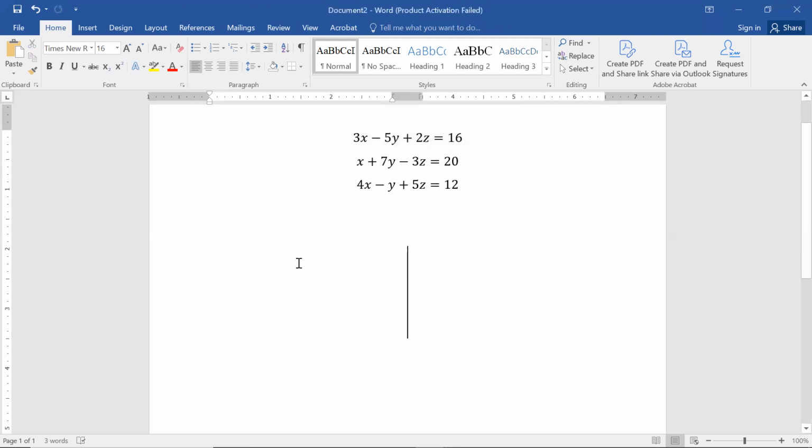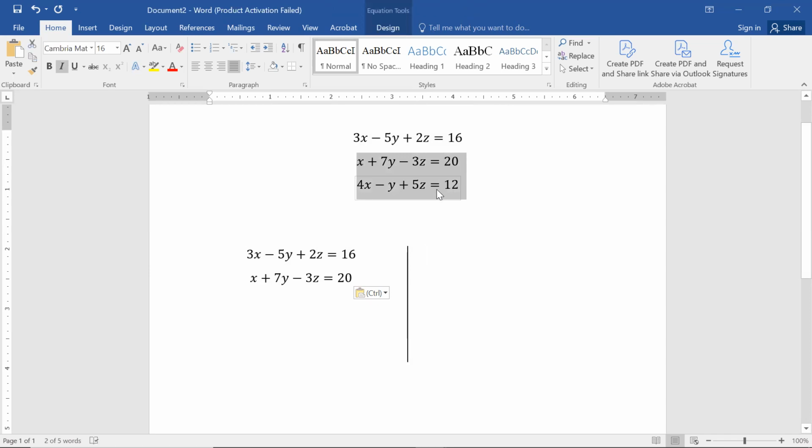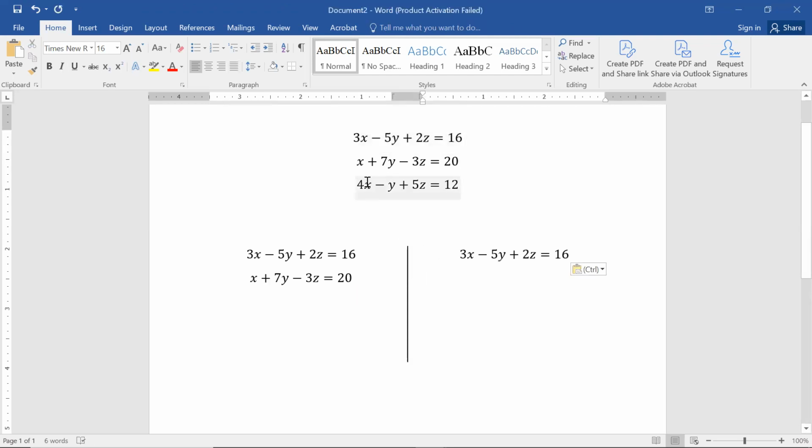So I'll take equation 1 and 2. That'll be 1 pair. And then I'll take equation, let's do 2 and 3 again. Again, it doesn't always have to be these. In fact, let me just switch it up just so that we have a different pair of equations. I'll take equation 1 and equation 3.